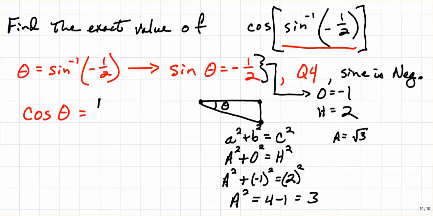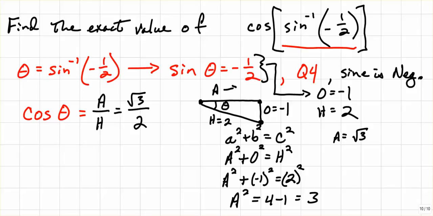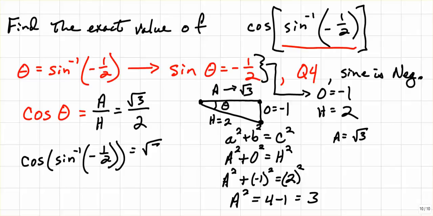Remembering that the cosine function is adjacent over hypotenuse, we know that this will be the square root of 3 over 2. Since opposite was equal to -1, hypotenuse was equal to 2, and obviously the adjacent side ends up being the square root of 3. So therefore, we know for sure that the cosine of the inverse sine of -1/2 is equal to the square root of 3 over 2.